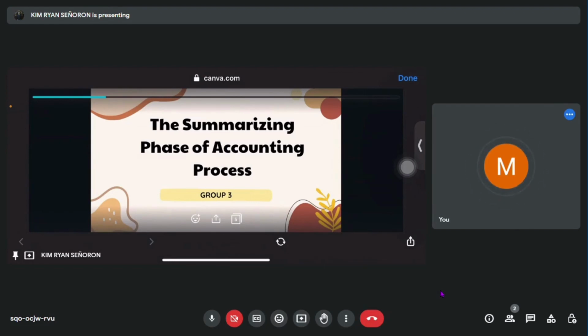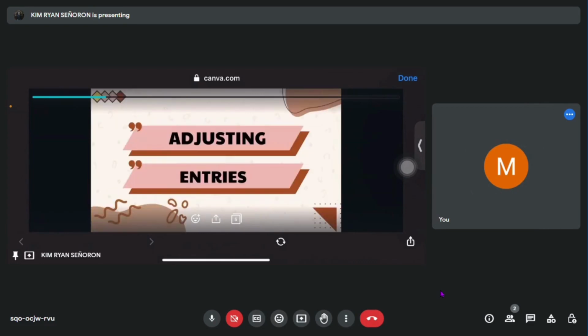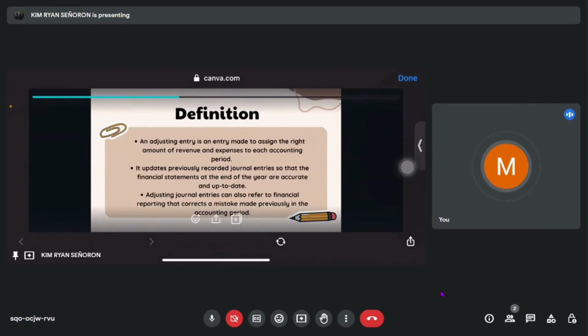So, next, adjusting entries. So, what do you think is an adjusting entry?